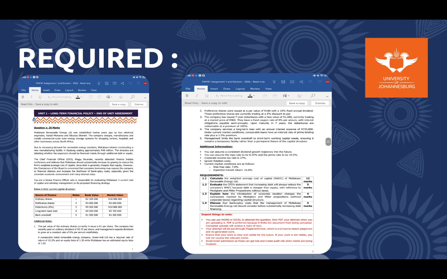However, the chairperson of the board is concerned that excessive borrowing may expose the company to financial distress and increase the likelihood of bankruptcy costs, especially given the uncertain economic environment and rising interest rates.